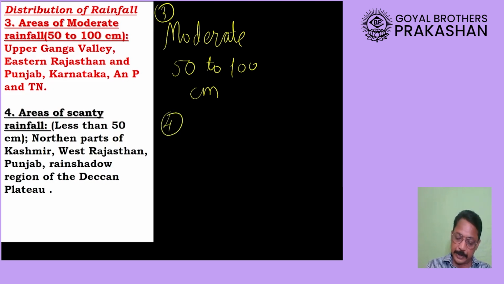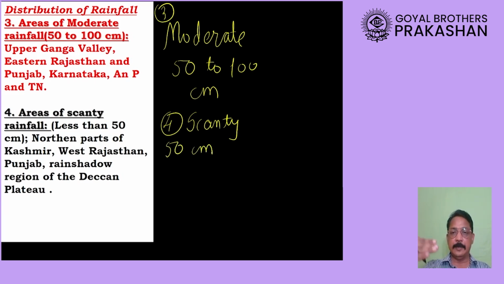And the fourth region is the area that is receiving scanty rainfall. When I say scanty rainfall, I mean rainfall less than 50 centimeter, and those areas include Jammu Kashmir. The reason is Jammu Kashmir is at very high altitude. So there, instead of rainfall, you will have snowfall because of cold conditions. And second important thing, this Jammu Kashmir is very far away from the Arabian Sea and Bay of Bengal. So by the time the monsoon winds reach over there, the amount of rainfall will go on decreasing.